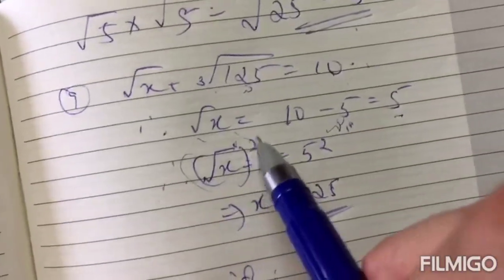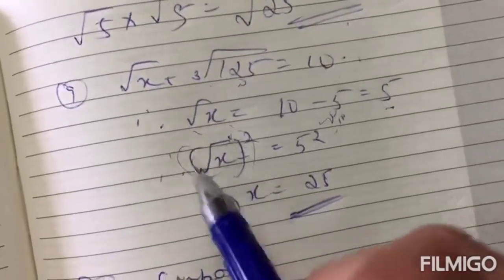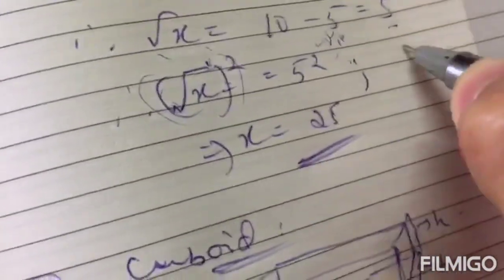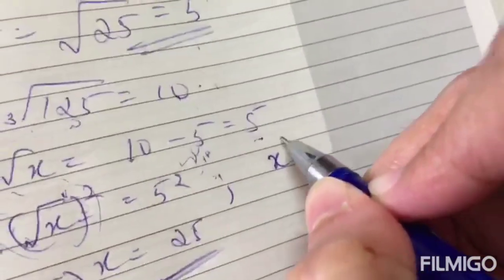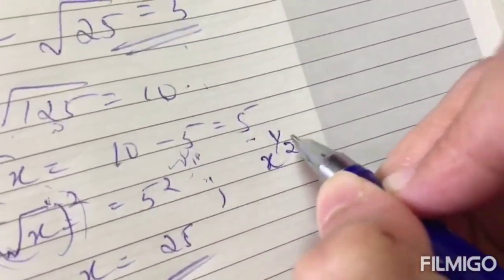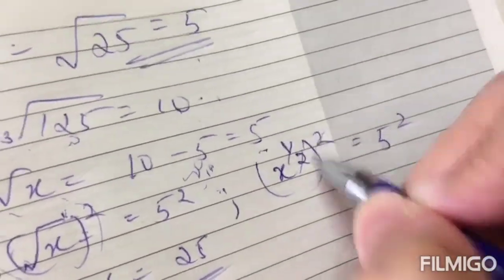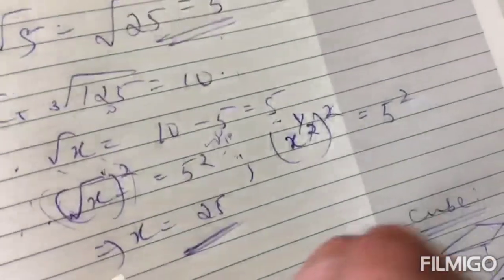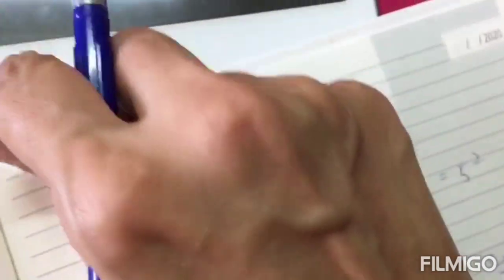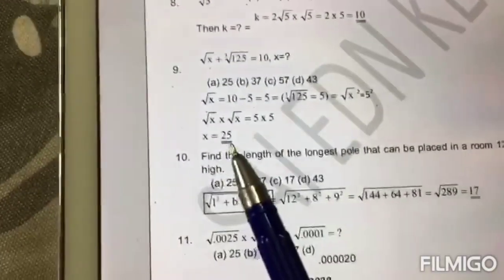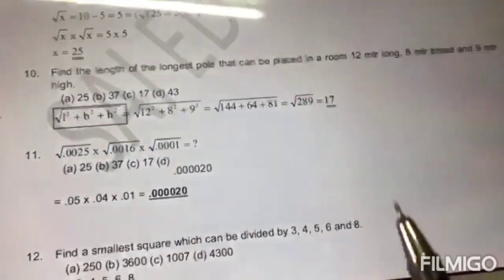Therefore let us take the square of both sides. So root of x whole square is equal to 5 square. Remember, square root of x can be written as x raised to 1 by 2, raised to 2, which is equal to 5 square. So 2 and 2 get cancelled, and therefore you have x equals 5 square or 25, which is the correct answer here. Now number 10.